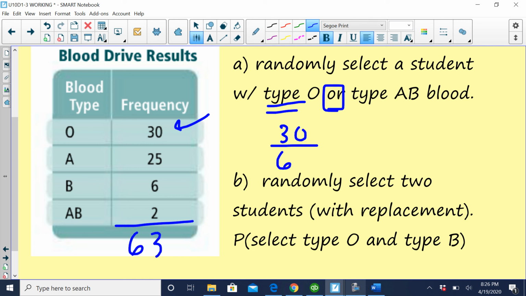So 30 out of 63. Then it says, or I select somebody with type AB blood. Or means that we need to add. Type AB blood looks like there's 2 out of 63.